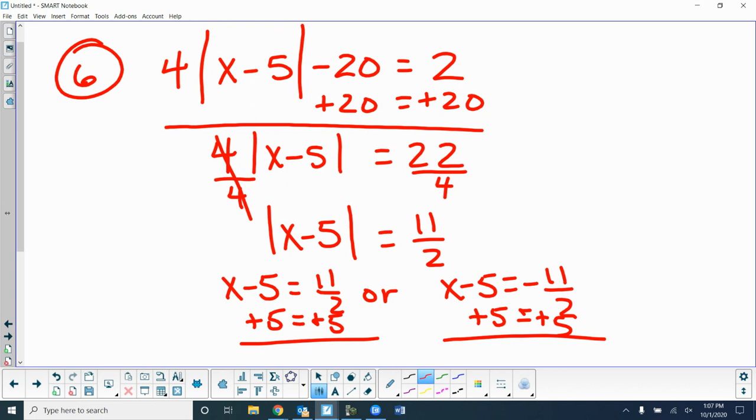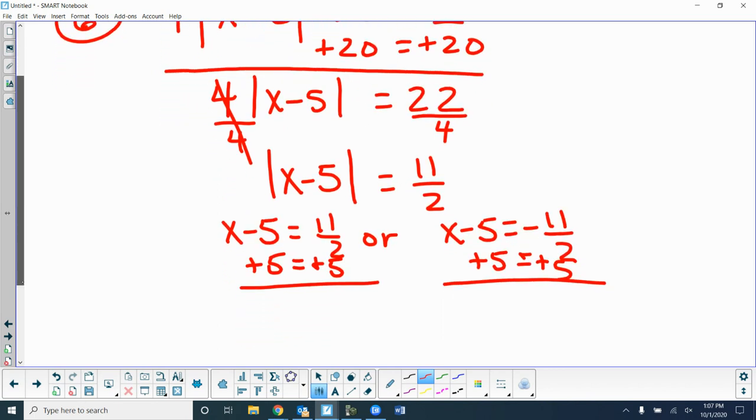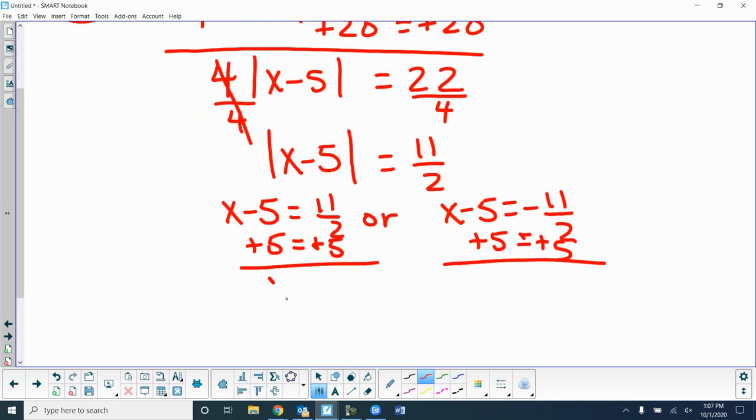All right, so 5.5 plus 5 is what? 10.5, right? Or 5 is 10/2. 11/2 and 10/2 is 21/2. So the fraction is 21/2, the decimal is 10.5. Over here, negative 5.5 plus 5 is negative 0.5, or negative 11/2 plus 10/2 is negative 1/2. Okay, fraction or decimal is acceptable.